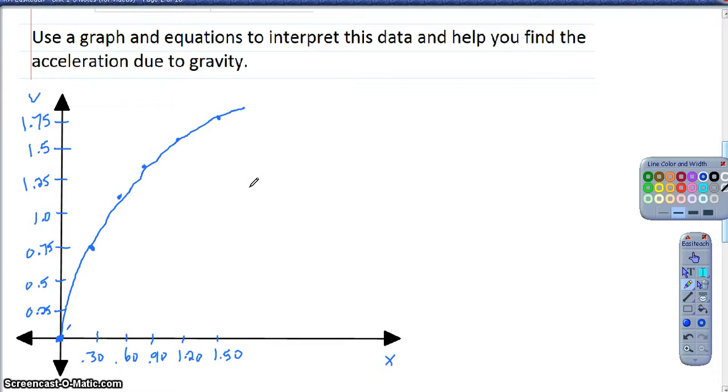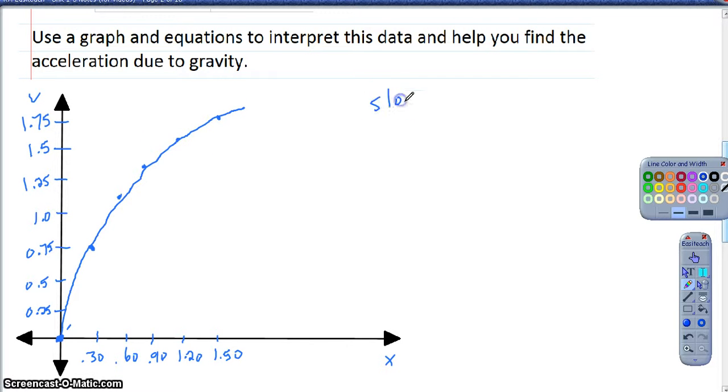So I want you to think about, what does that mean for this graph? Well, if the slope is changing, what does that tell us? But be careful, what is this graph illustrating? This graph's not showing me velocity versus time. It's showing me velocity versus displacement. So the reason I say I want you to pause for a second and think about that is because what does this slope actually mean?